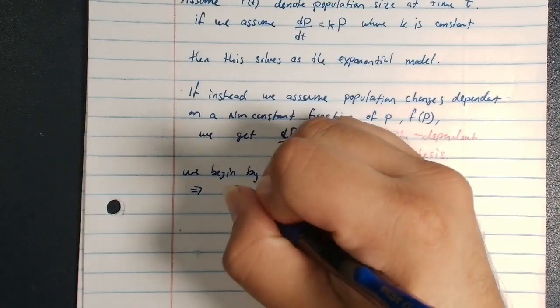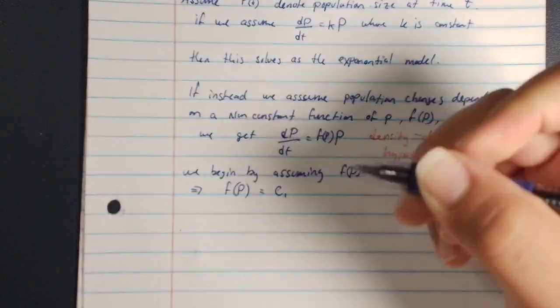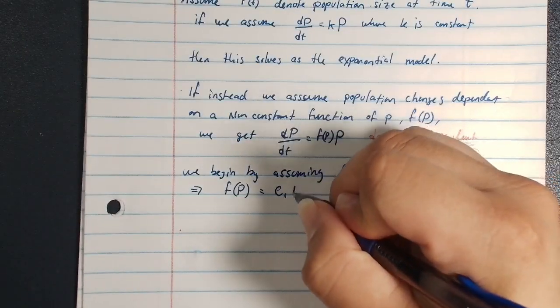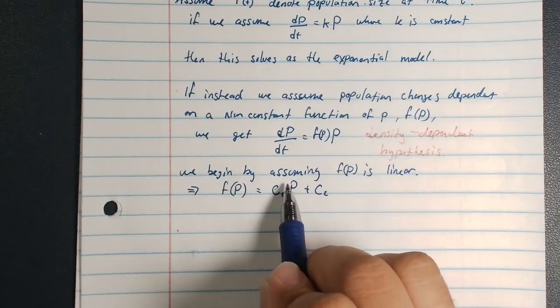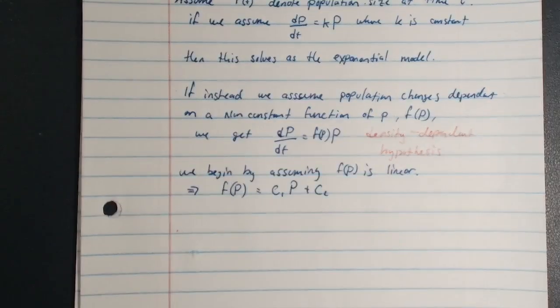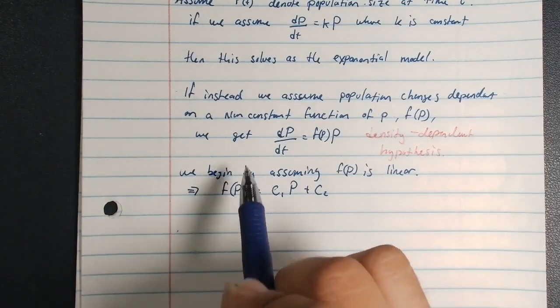Okay, so then that means that our f of p is going to look something like this. It's going to be some constant, I'll call it C1, times our population plus C2. Again, linear. Constant plus first power, that's a linear function. Okay, well, we need some information to figure out what these constants are.